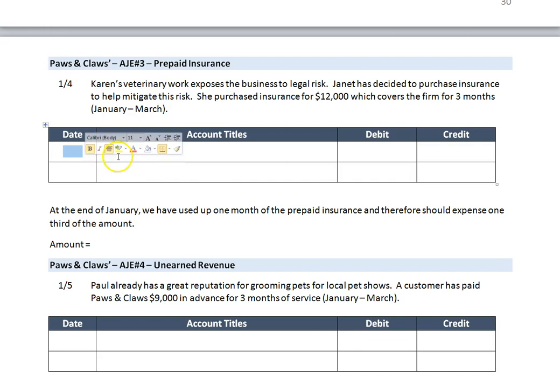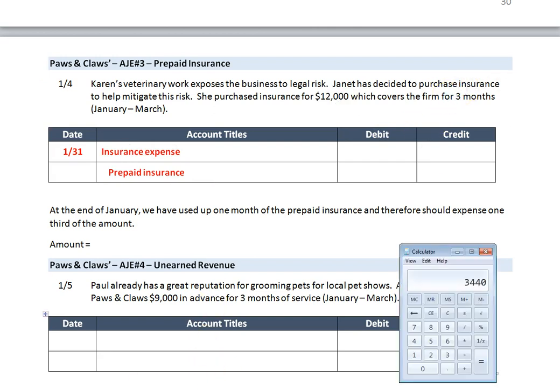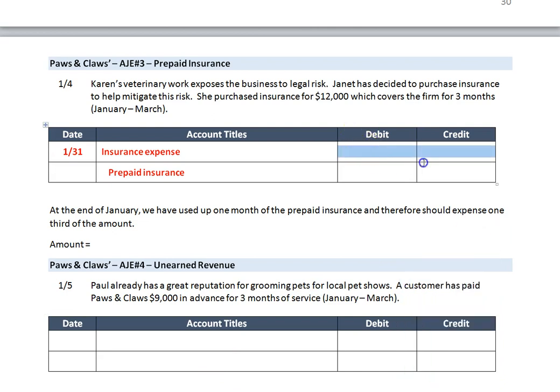All right, prepaid insurance. Hopefully, remember from the adjusting entries, it's insurance expense, prepaid insurance. Any prepaid asset is going to debit an expense account, credit the asset account. What $12,000 covers the firm for 3 months. So we're going to take 12,000 divided by 3, which is 4,000.